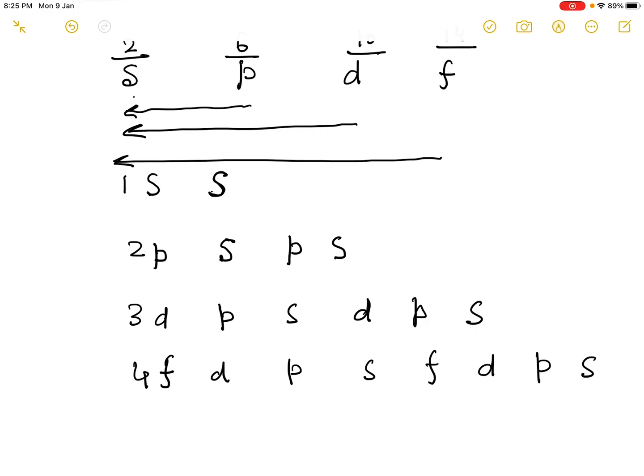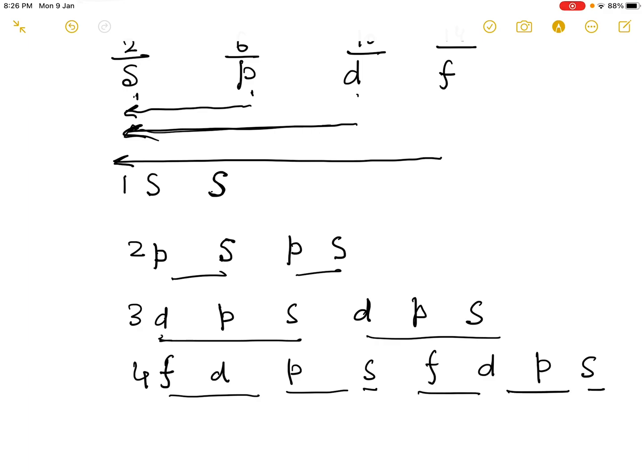Is that right? First row S is repeated because only S was written, and in the second row PS and PS is written twice. Third row DPS in this direction, and that is written twice, and in the fourth row FDPS, and that is written again twice. Now we number. We have written it in order.